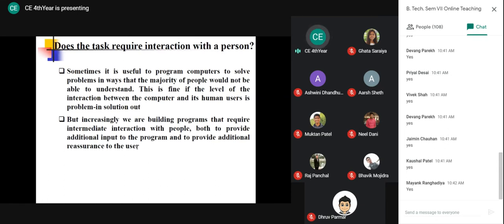So, is that clear, everyone? When you are proving a mathematical theorem and we just want to know if there is a proof, and the program is capable of finding a proof by itself, then in that case I can say that interaction is not required, right?